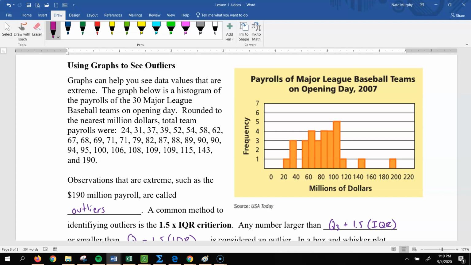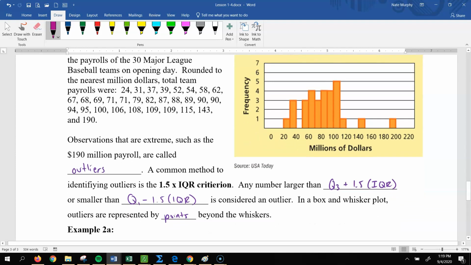I don't know. So the way that we find an outlier is what we call the 1.5 times IQR criterion. Now I don't like the word criterion just because it's not a word we use that often. The criterion is just a rule. So you can think of this as a 1.5 times IQR rule or method or trick. Whatever word you want to use, it's just going to be 1.5 times IQR. 1.5 times the IQR is going to give us a measuring stick. And we're going to put that measuring stick after the third quartile and before the first quartile, and anything above or below that value would be an outlier.